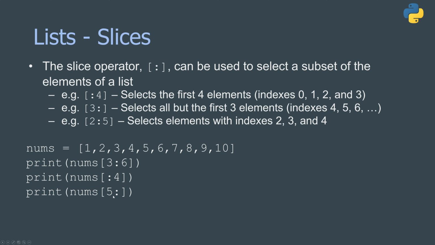And then if I say 5 colon, I leave out the end index, it assumes that the end index is going to be the length of the list. So in other words, go all the way to the end of the list. So starting at index 5, index 5 is the 6, all the way to the end of the list. So it's going to produce 6, 7, 8, 9, 10. Keep in mind, 10 does get included when you don't specify an end index.